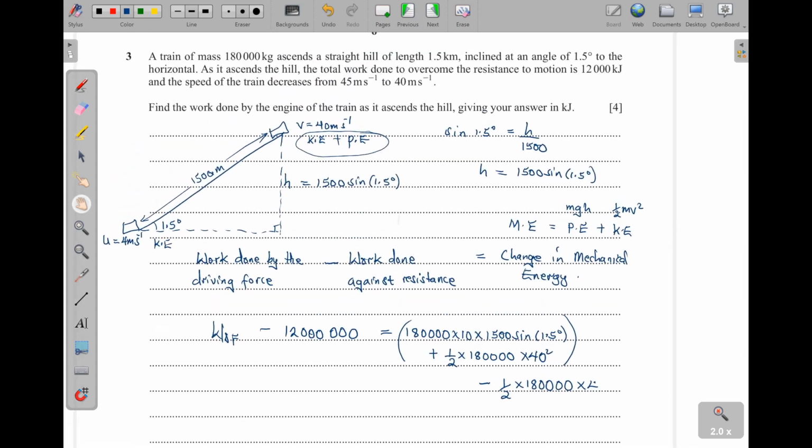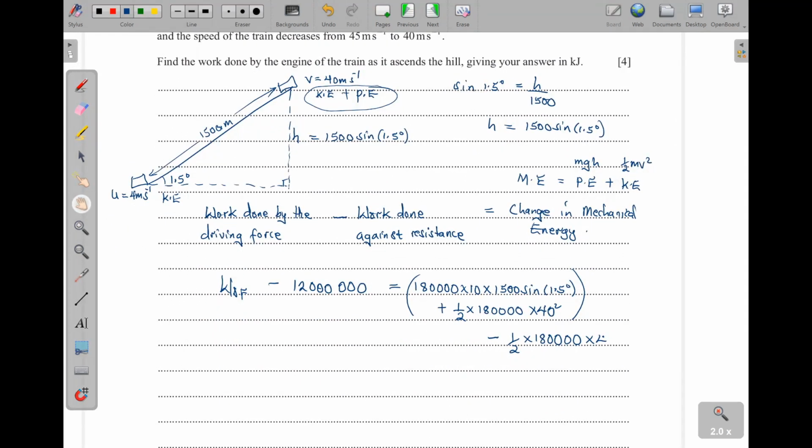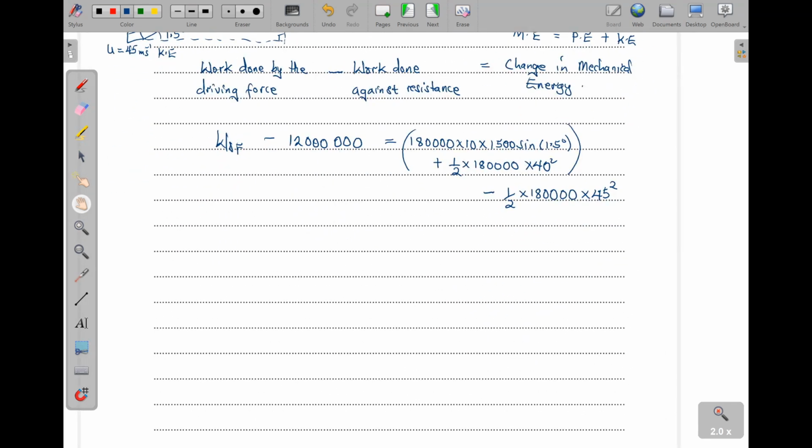I must have written something wrong here. This is 45 here. Pardon me, this is 45 down here. 45 meters per second. So I'll have here 45 and then squared. Then the rest is just the work of the calculator. So meaning our work done by the driving force, this one will go this side.